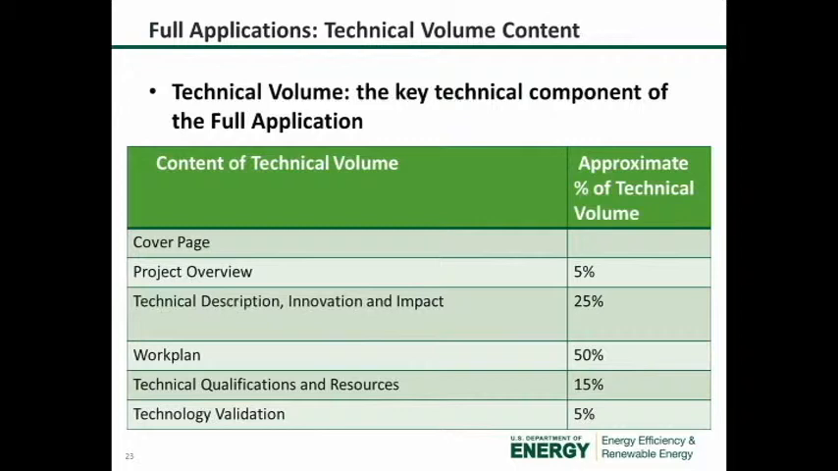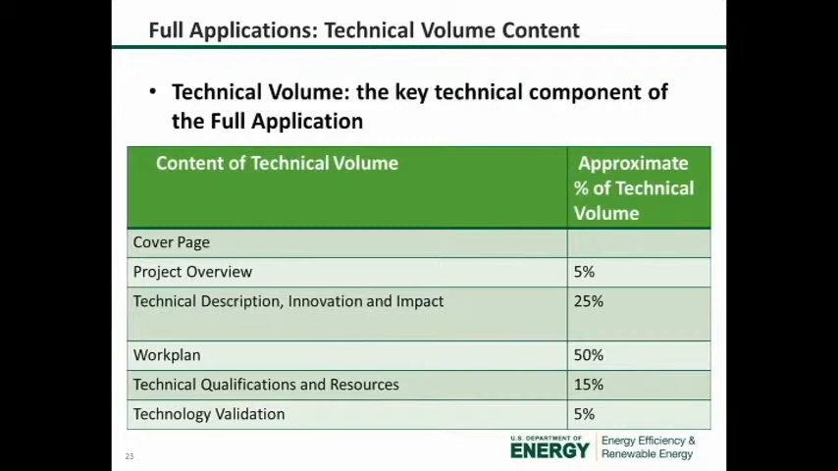The work plan is the key element of the technical volume and constitutes approximately 50% of the technical volume. It details the proposed milestones and project schedule. If selected for award negotiations, the work plan serves as a starting point when negotiating the statement of project objectives. The technical qualification and resource section is approximately 15% of the technical volume. It provides applicants an opportunity to provide information about the proposed project team and demonstrate how the applicant will facilitate the successful completion of the proposed project.